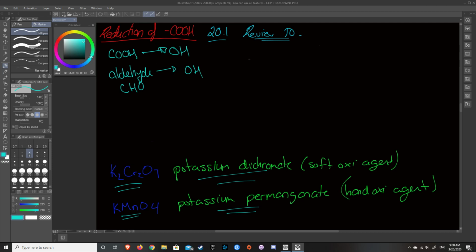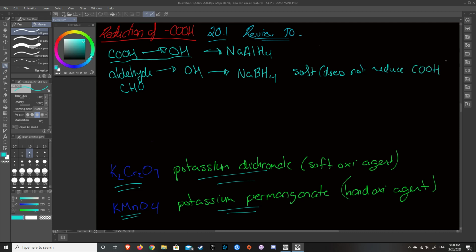So basically what this means is that this one would be a harder reducing agent. So let's talk about what their formulas are and what their names are. Here we have sodium aluminium hydride, and here we have sodium borohydride. And this one we can consider a softer reducing agent. So it does not reduce COOH, so it's not a strong enough reducing agent to reduce carboxylic acids.